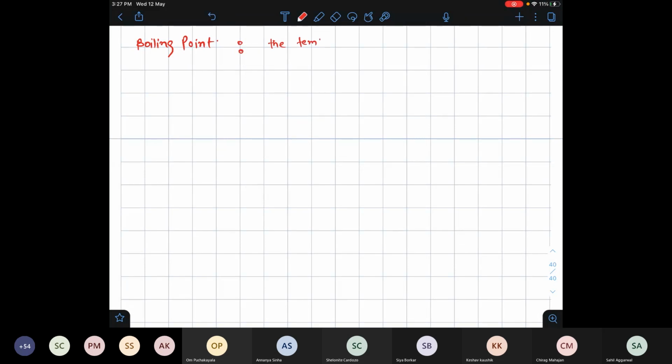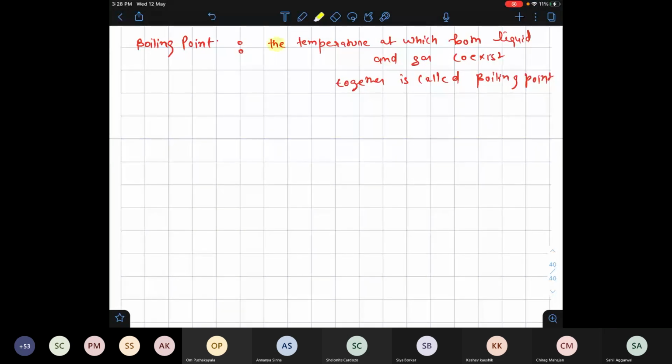The temperature at which both liquid and gas coexist together is called boiling point. Done.